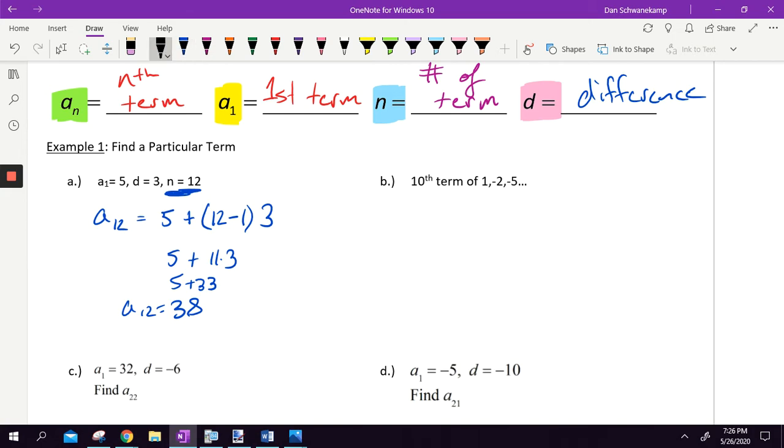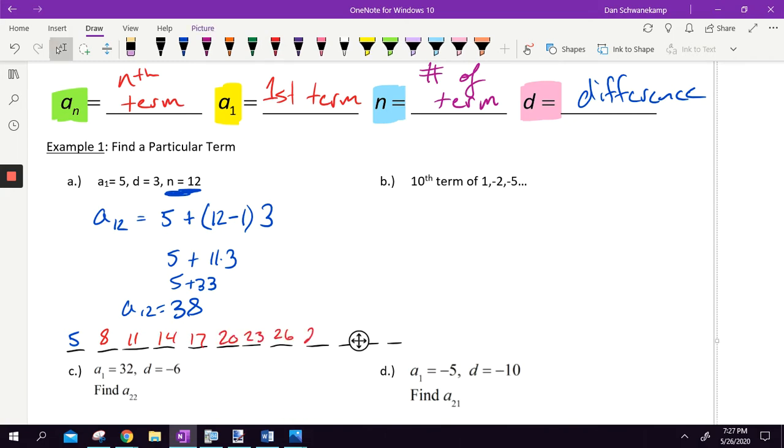That's way easier than the other way. So 1, 2, 3, 4, 5, 6, 7, 8, 9, 10, 11, 12. I could also do it this way, where I started off with 5 and my difference is 3. So I add 3 to get 8 and add 3 to get 11 and then 14 and then 17 and then 20 and then 23 and then 26, 29, 32, 35, 38. Hey, look, that's the 12th number. It's 38. You could do it that way, but it's a lot easier to use this formula, and it's going to work every time here, as long as it's arithmetic.